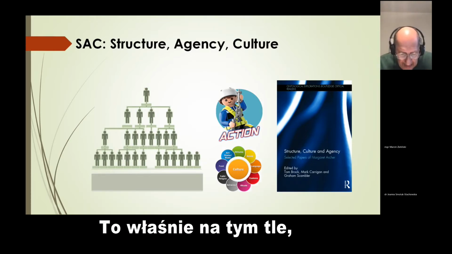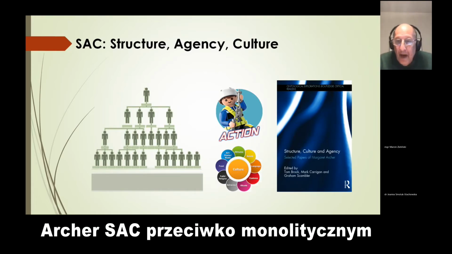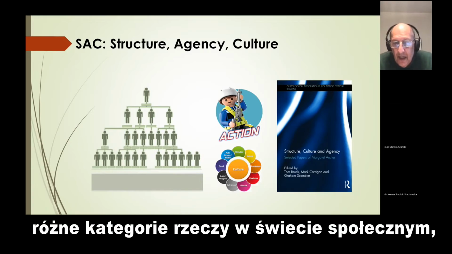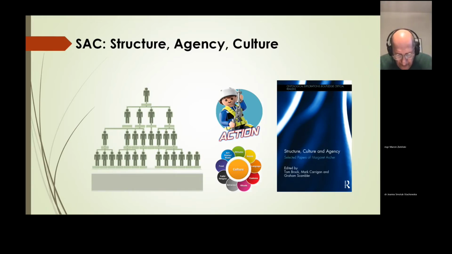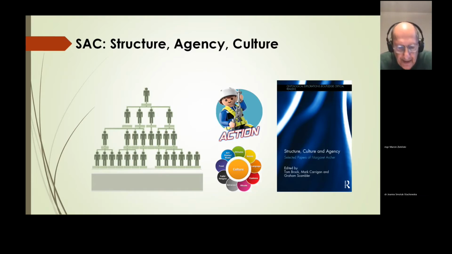It is against this background of ontological narrowness that we need to appreciate Archer's SAC. Against monolithic social ontologies, SAC represents an ontological multiplicity, that there are different categories of things in the social world. Specifically, as the initials suggest, structure, agency, and culture. Next slide, please.